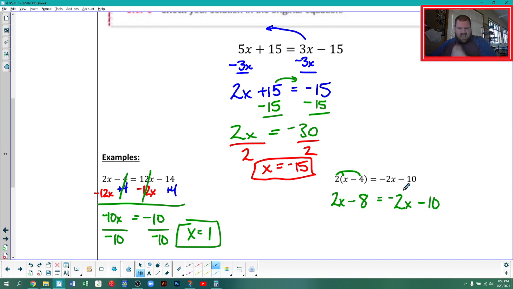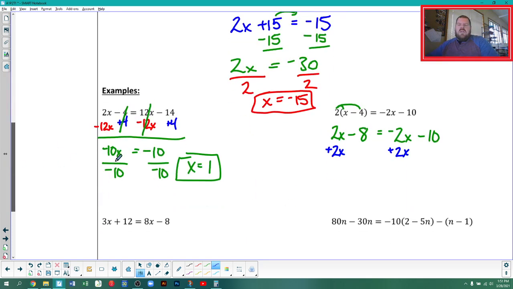I'm going to do that same thing. I'm going to move my variables to the left and my numbers to the right. So I'm going to add 2x, add 2x. And if you need to, just do that, right? And there's multiple times that's all I'm going to do. I'm going to do that step, and then I'm going to reassess and see what I have.